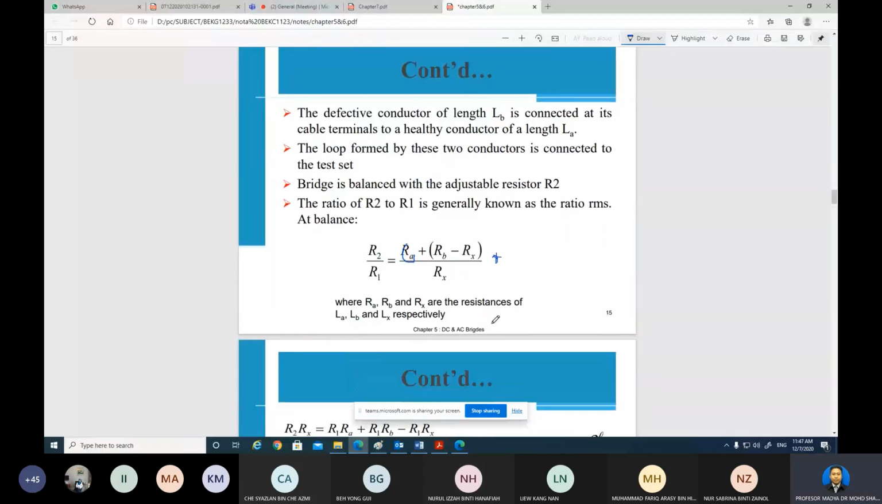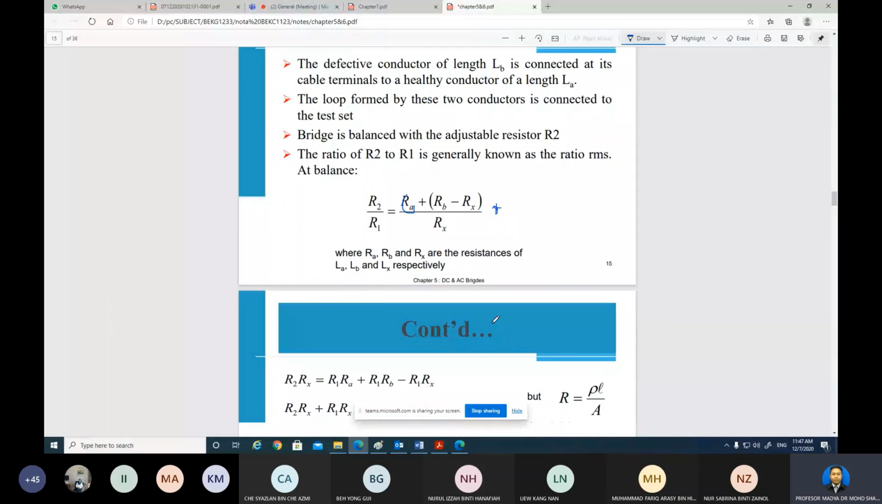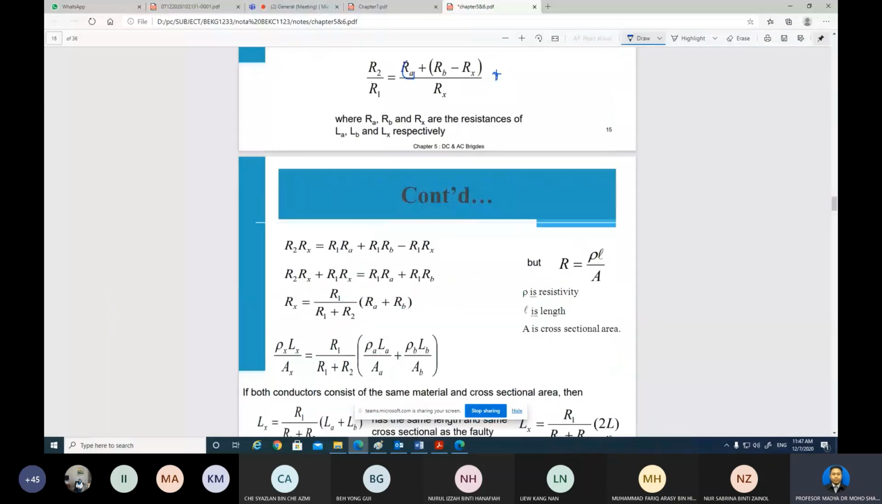To calculate the resistance, we have to use this formula. The formula of resistance is rho, the resistivity, multiplied by length divided by cross-sectional area. This is the formula to calculate the resistor. That means rho multiplied by length, divided by area.